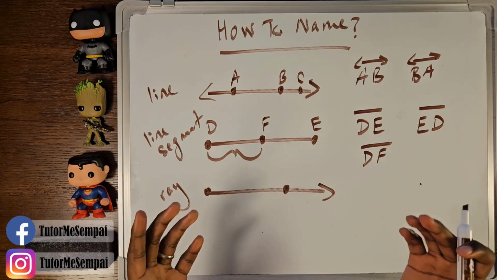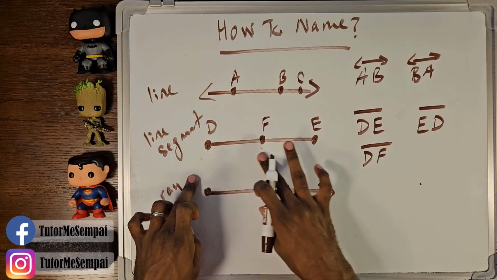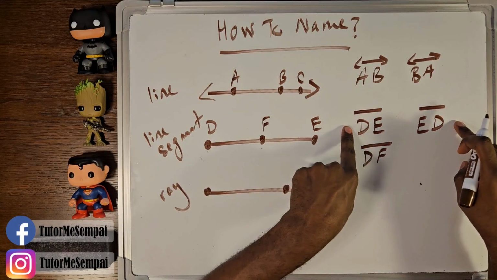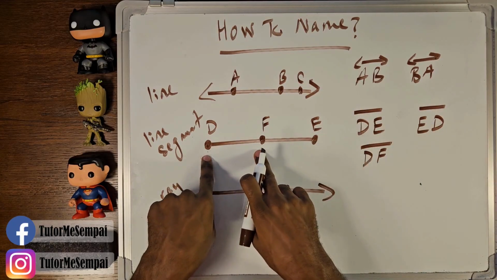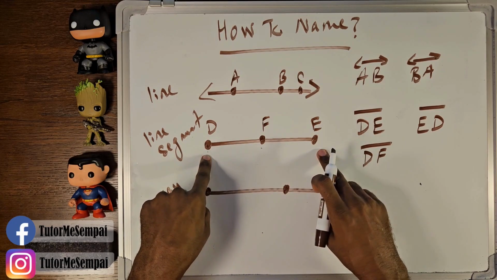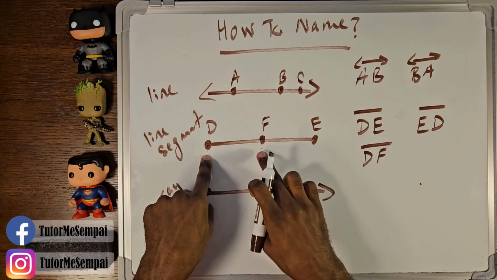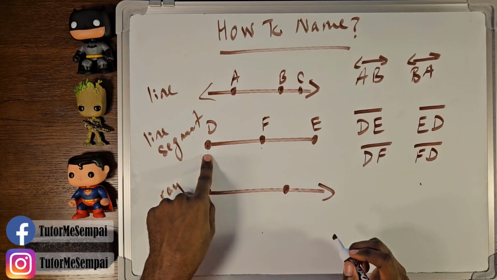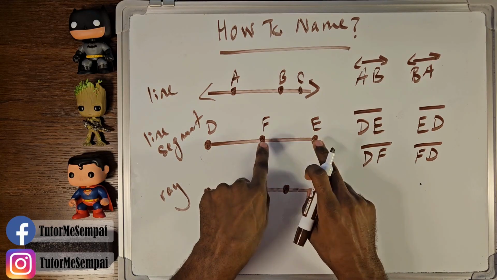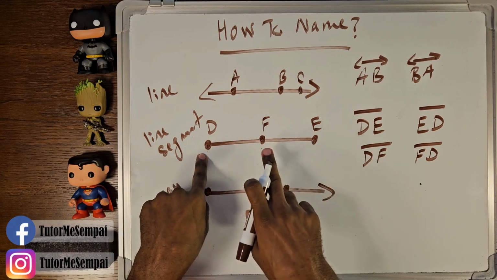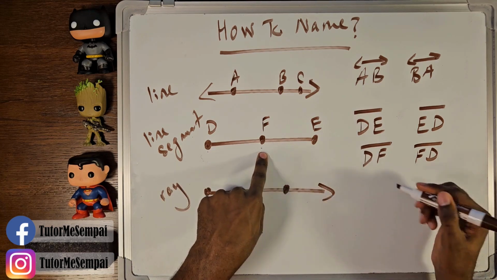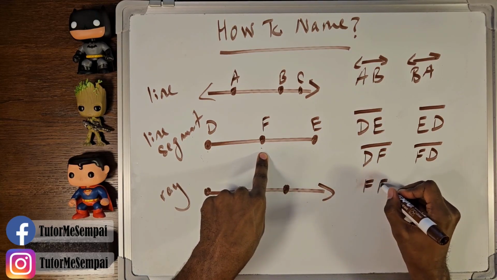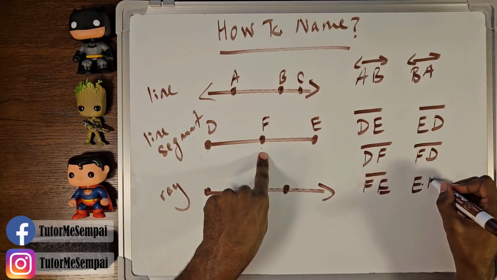Your line segment really just needs to focus on the endpoints. So if you're trying to talk about the entire line segment, you're going to need to look at these. If you're talking about this particular line segment, that can be within a bigger one. It doesn't matter about that. But if you're talking about this one, then you're going to need either DF or FD. If you're talking about this one, once again, this one is not the same as this one, and it's not the same as this one. This one is going to be either FE or EF.